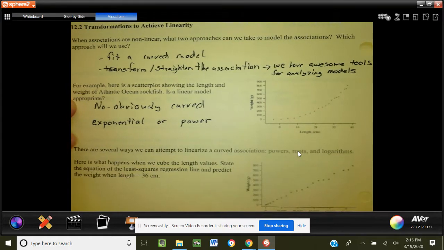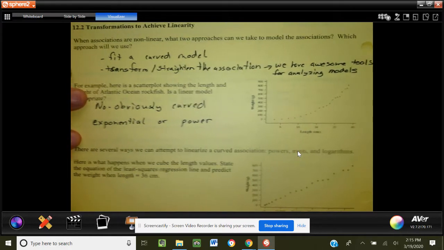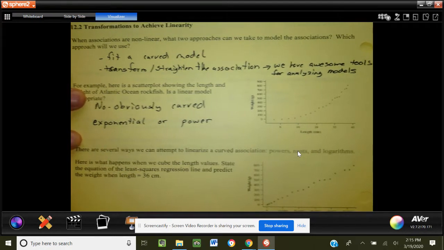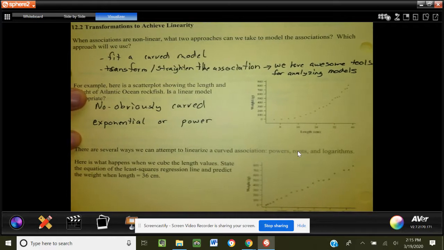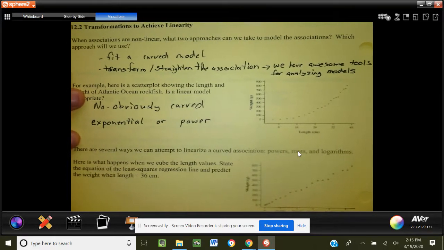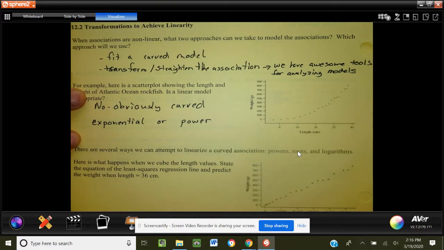All right. And a power model means we are looking at y equals x to some power. Exponential obviously is something different. It's y equals e to the x or 10 to the x, or I'm sorry, y equals log base e or log base 10 of x or something like that.